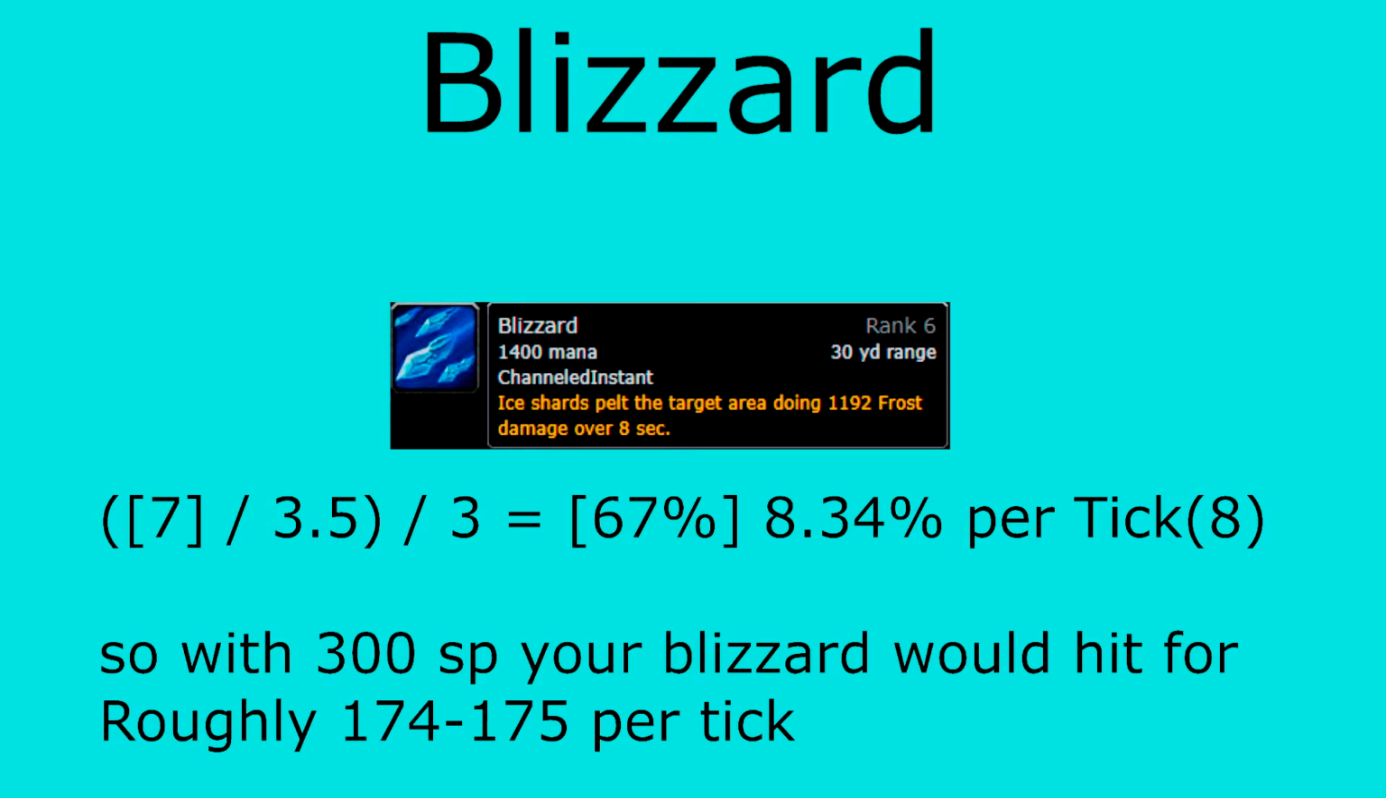Now if you want to get the per tick amount, then you just divide that by how many ticks there are in Blizzard, which is normally 8. With this math, you end up getting a total damage of around 174 to 175 damage per tick at around 300 spell power.